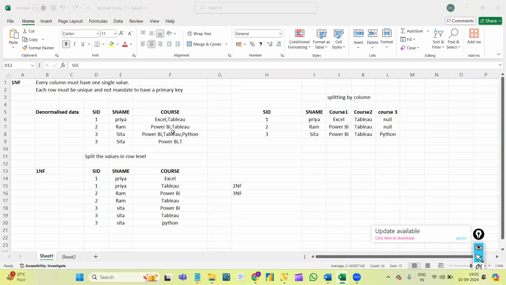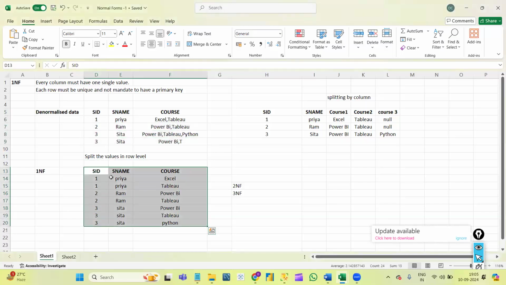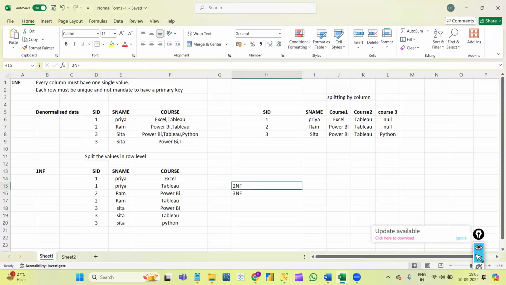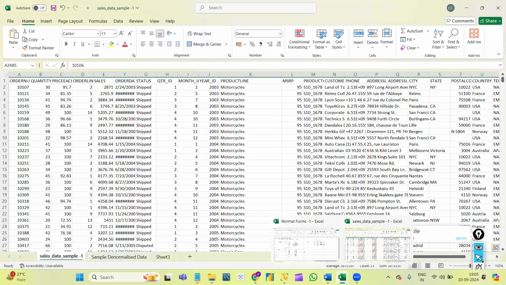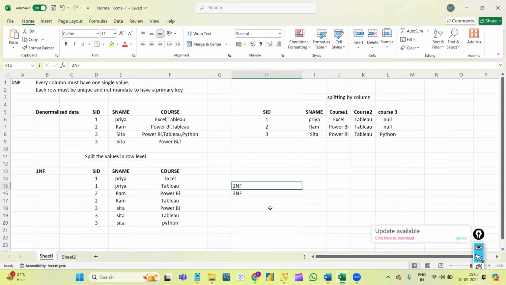Yes, ma'am. Okay, so I can say this is my denormalized data for now, and I converted that data into this form, and now I can say this data is in 1NF. Now I need to convert to 2NF and 3NF, but we are not working on 2NF and 3NF on this data. Whatever data I showed you, on this data only we will work. But before getting into that data, just understand one more point here.